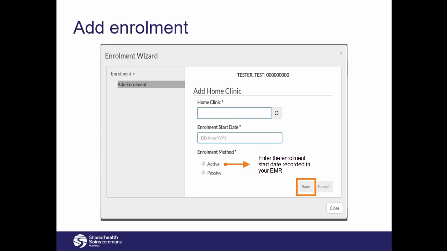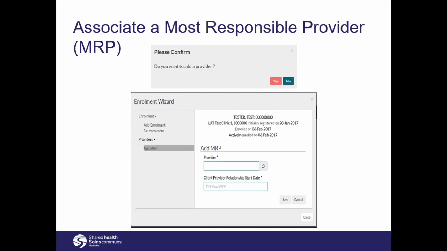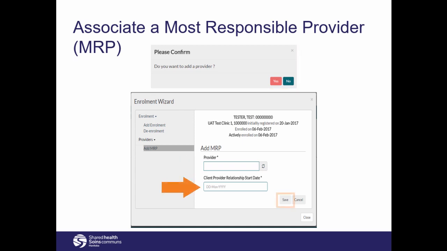If you accidentally enrolled the client actively but meant to indicate passive enrollment, contact the Home Clinic team for a correction. As enrollment is now complete, you will be asked if you would like to associate a most responsible provider from your home clinic to the client. Select Add MRP. Select an MRP from the list provided. This list will only contain providers who are currently associated to the home clinic shown. Enter the start date, then select Save.